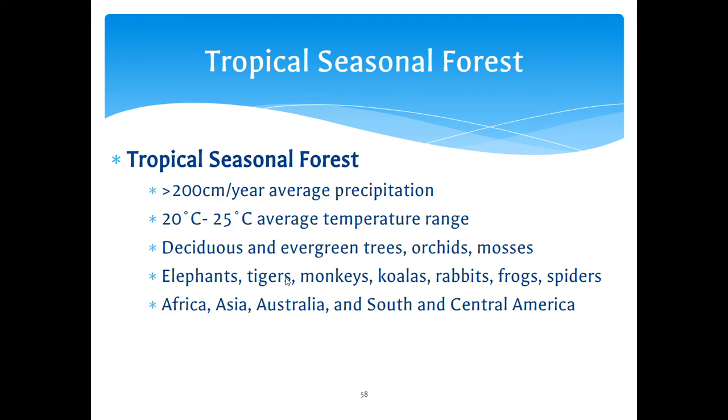You got the tropical seasonal forest, which is greater than 200 centimeters a year average precipitation. So we're talking, again, 100 centimeters is a meter stick. So when you stack two of those together, you're talking about some serious precipitation. All right. You got 20 degrees Celsius to 25, so the temperature doesn't get too low again. Deciduous and evergreen trees, orchids, mosses, elephants, tigers, monkeys, koalas, rabbits, frogs, spiders. You're talking about Africa, Asia, Australia, South and Central America.